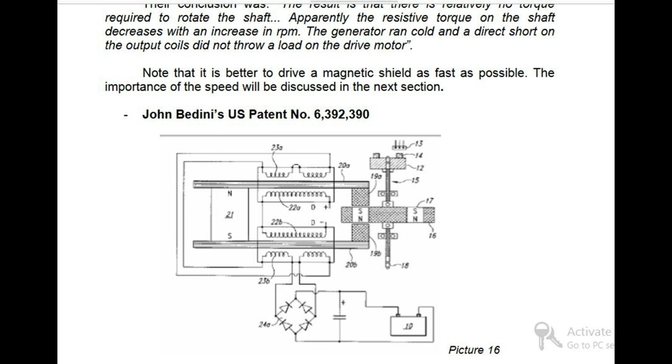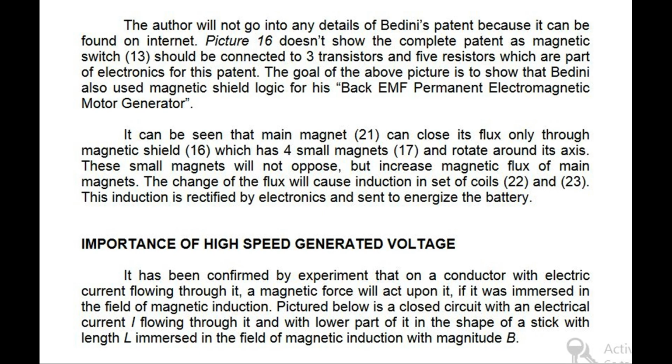John Bedini's U.S. patent number 6,392,390. The author will not go into any details of Bedini's patent because it can be found on the internet. Picture 16 doesn't show the complete patent, as magnetic switch, 13, should be connected to 3 transistors and 5 resistors, which are part of electronics for this patent.